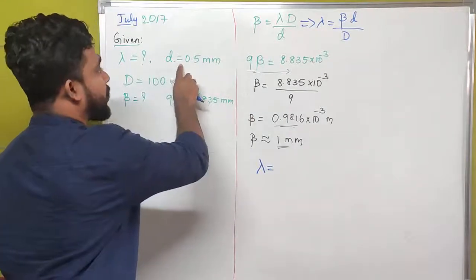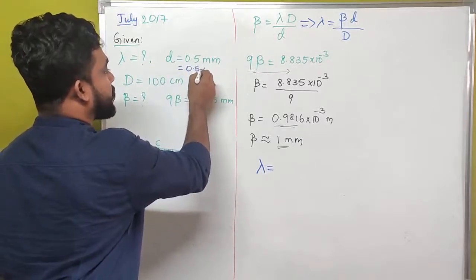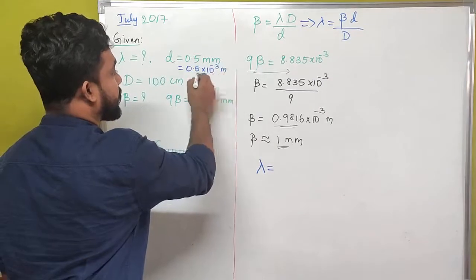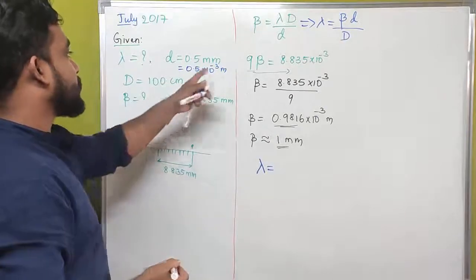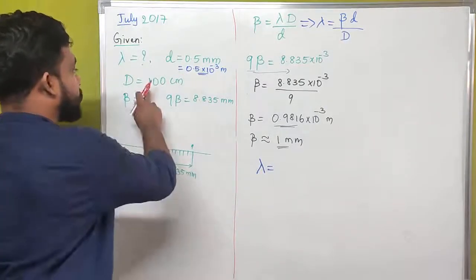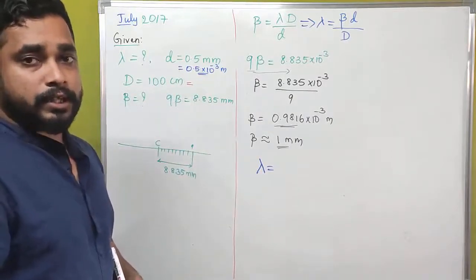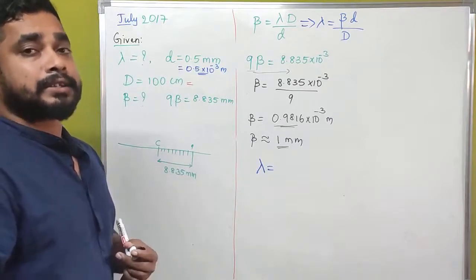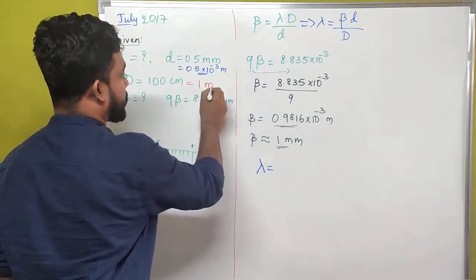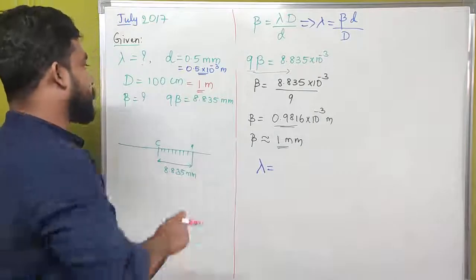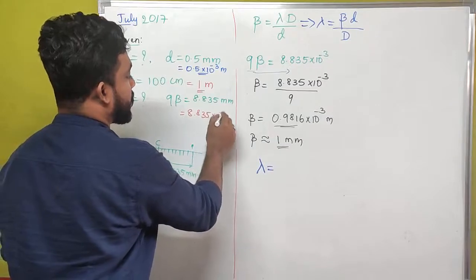Here small d is equal to 0.5 millimeter, that is 0.5 into 10 to the power of minus 3 meter, the distance between the two slits. We know that the distance between the slit and the screen is 100 centimeter. 100 centimeter is nothing but 1 meter. And the value of 9 beta is 8.835 into 10 to the power of minus 3 meter.